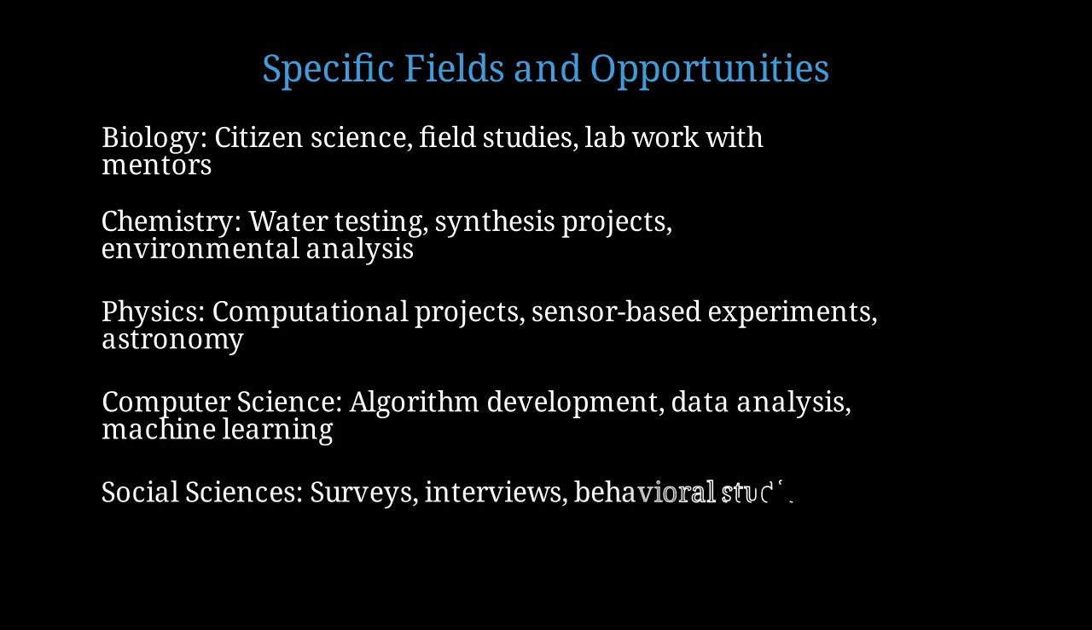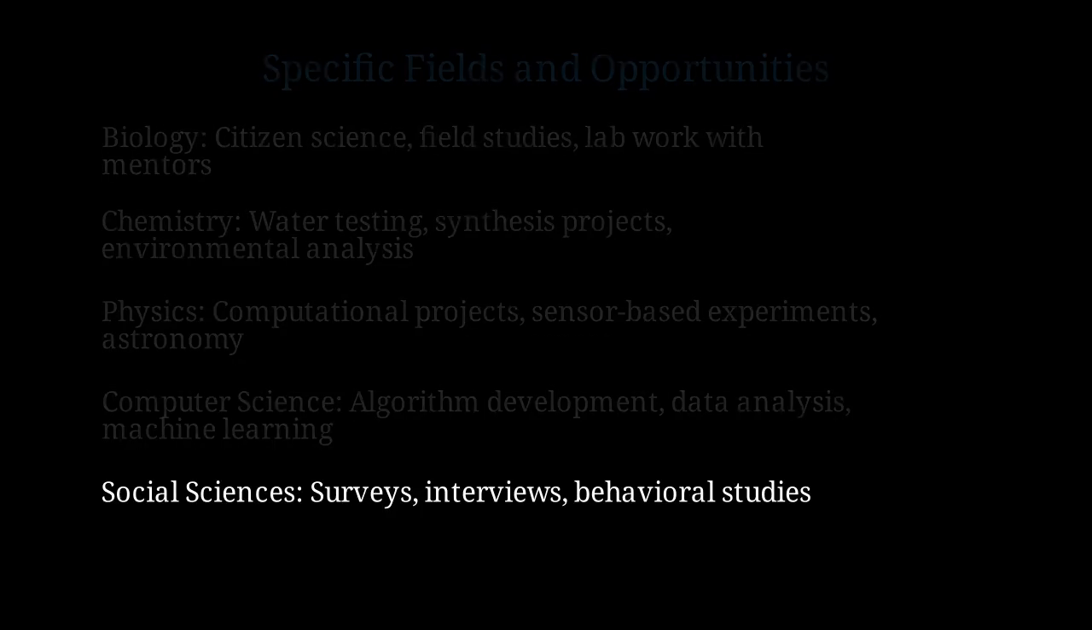In social sciences, survey research is very doable. Study how your school implements policies or conduct interviews about community issues. Behavioral studies are also accessible. In mathematics, you can work on proofs, explore properties of numbers or geometric objects, or apply mathematical modeling to real-world problems. Now let's talk specifically about how research helps with scholarships, because this is huge.